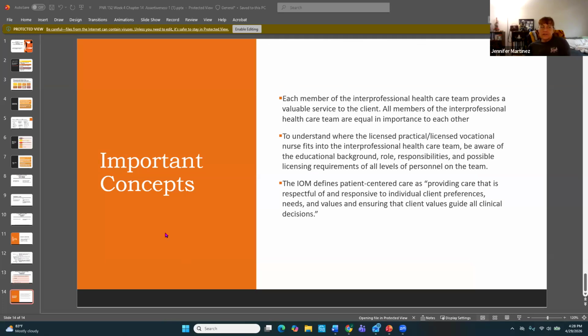Other important concepts from this. Each member of the healthcare team provides a valuable service. From dietary, environmental services, to the nurses, to the providers, everyone is equal in importance to each other. Everybody has a specific role to perform. And so understanding where the LPN or LVN fits into the healthcare team, looking at educational background, roles, responsibilities, and licensing requirements really helps to understand where you fit in.